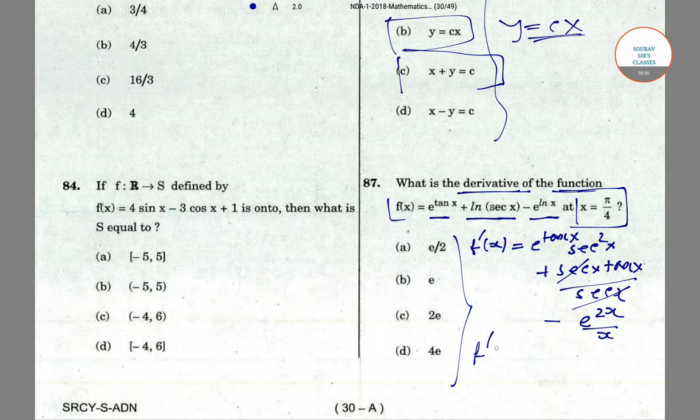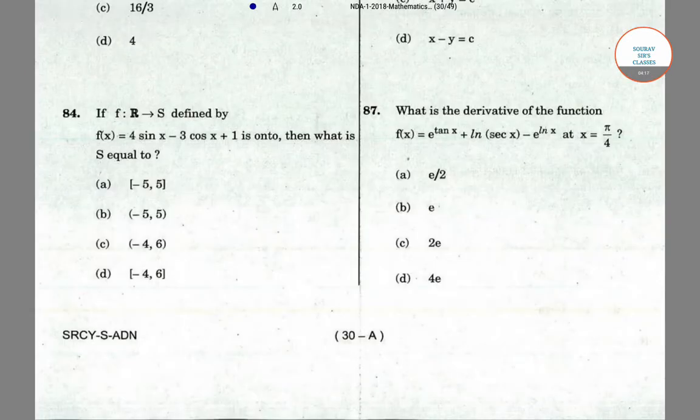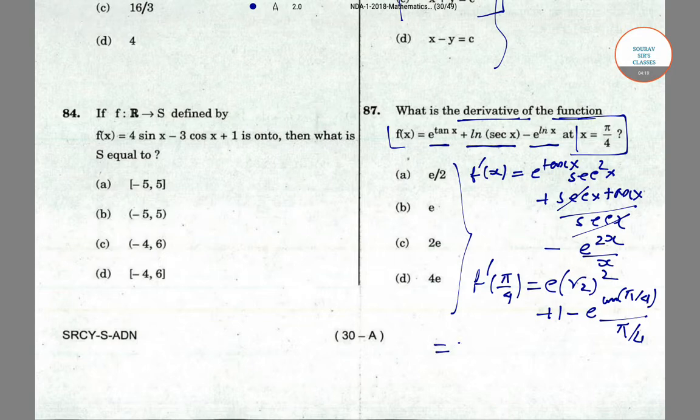and this f dash of pi by 4 will be basically equal to e to the power root 2 to the square plus 1 minus e to the power ln pi by 4 by pi by 4. If you solve it, you will get the value to be equal to 2e plus 1 minus 1, which is 2e. So for question number 87, the right answer we have found to be 2e. I hope you guys have understood this question.